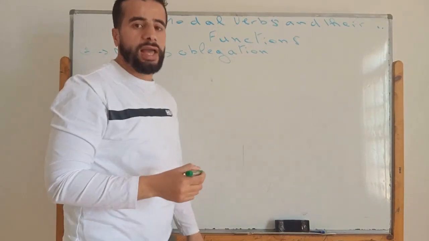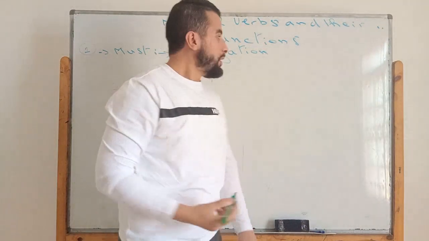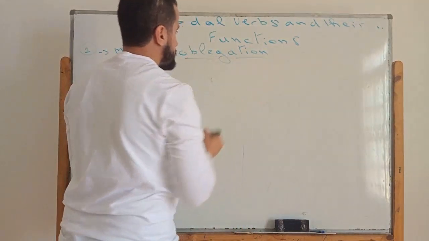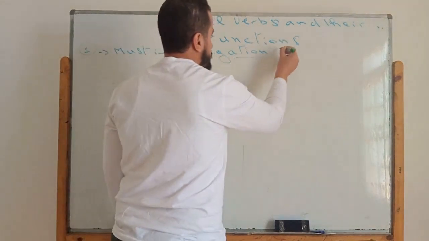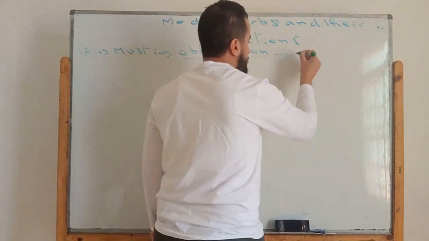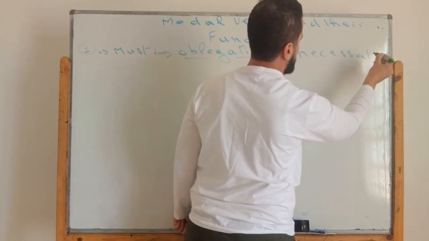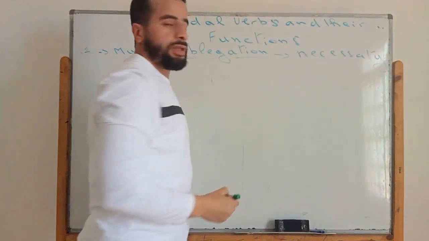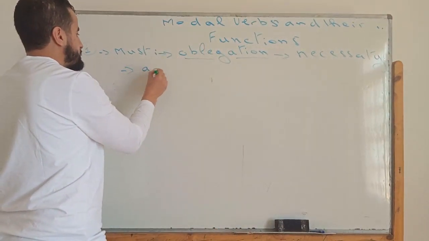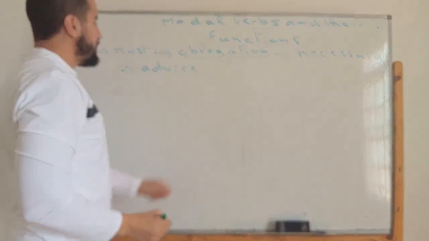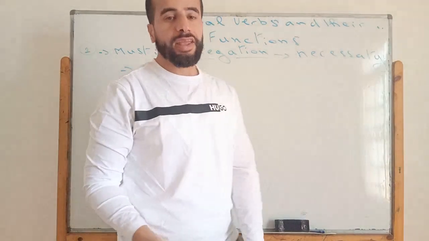It means you have to do it. You do not have any other choices, right? So obligation is the function of must. And also, we have other functions. The next one is called necessity, and next is advice. So obligation, necessity, and advice. What is the difference between these three elements?